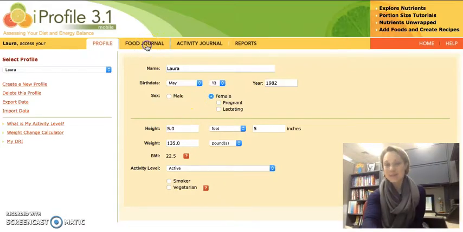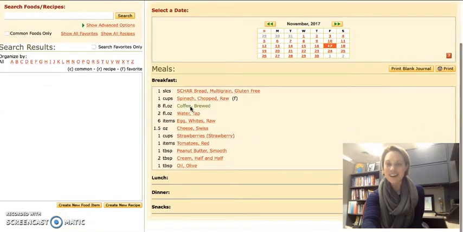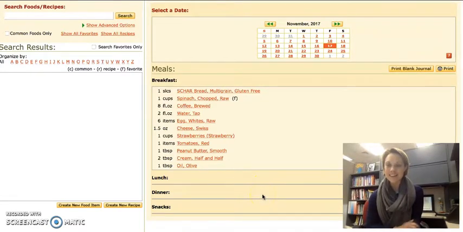And so the next step is going to be logging in your food journal. I've done a little sample that I did this morning. And so it looks like I ate a million things, but this is because the most accurate way to log is to make sure that you're logging each individual item.